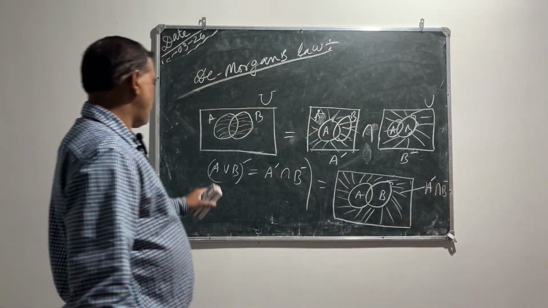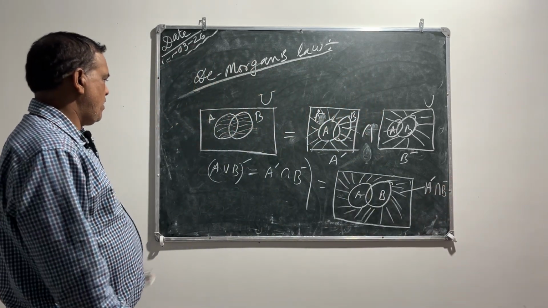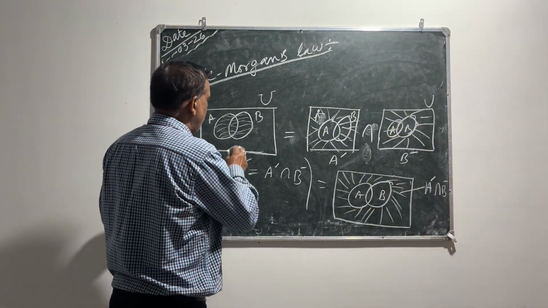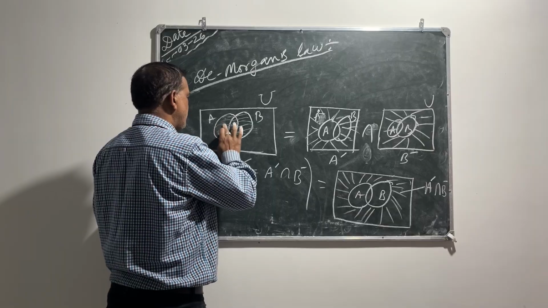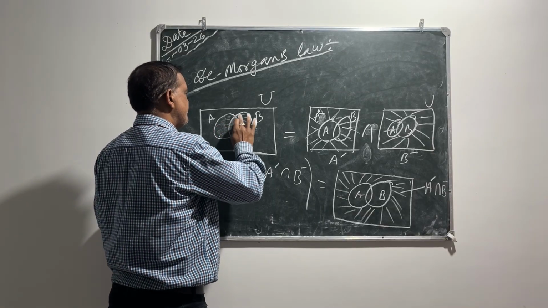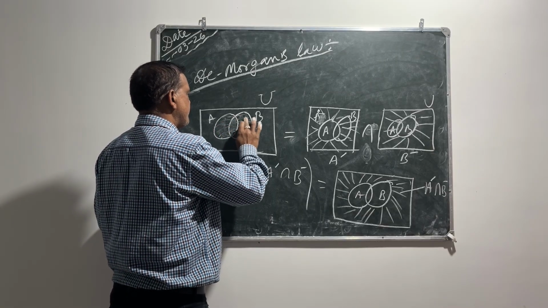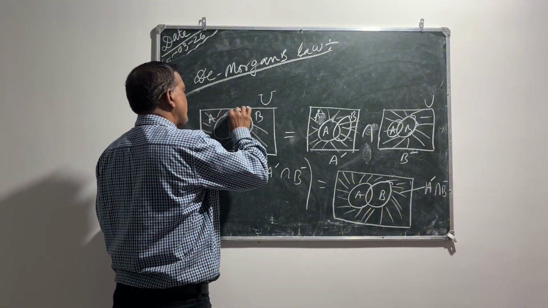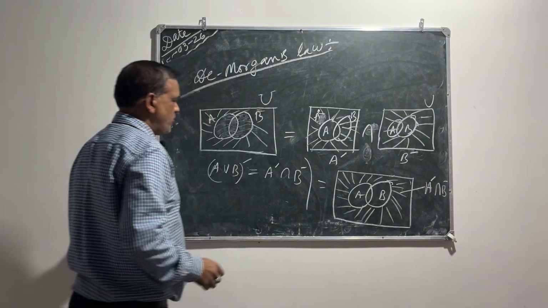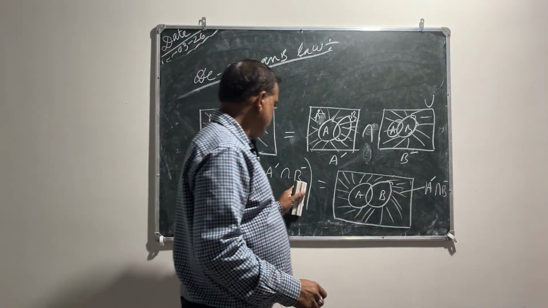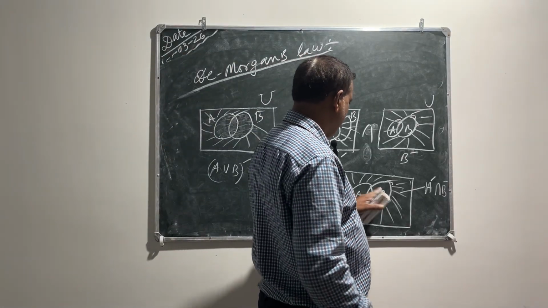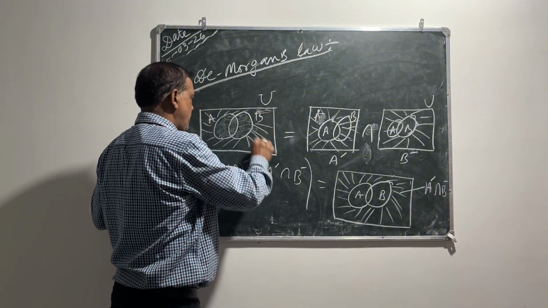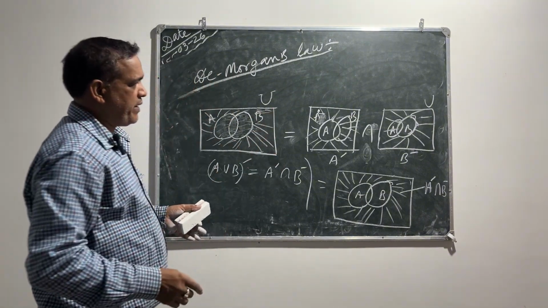So finally, the complement of A union B means excluding this one, this area will remain. This will be the complement of A union B, and the intersection of the complement of A and the complement of B will also be the same area. That is why they are equal. So through the Venn diagram we can show this.